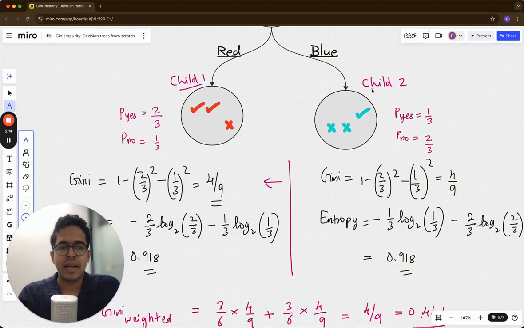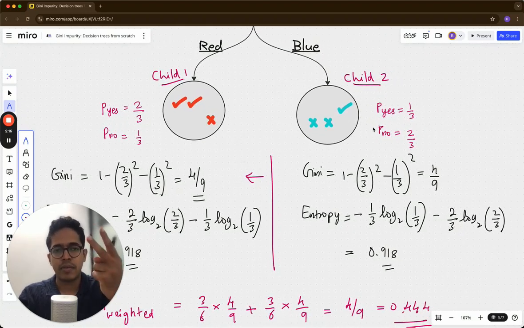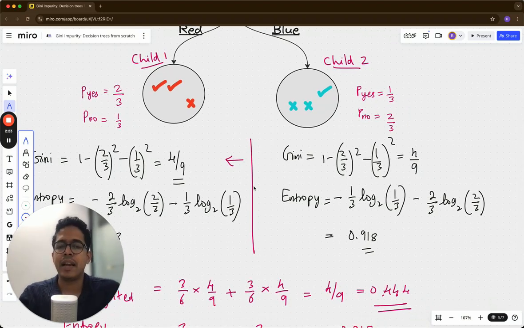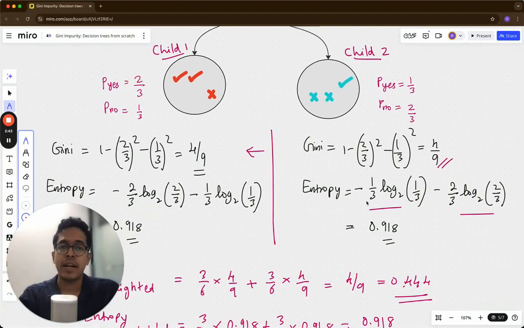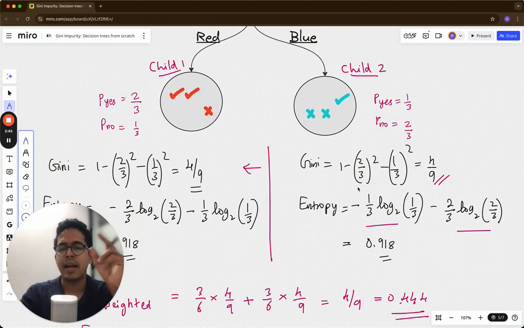So this is for the first child, whatever calculations you see here. Now for the second child, you have 3 data points. 2 of them are no and 1 of them is yes. So P of yes is 1 by 3 and P of no is 2 by 3. Again, Gini impurity we calculated to be the exact same number, 4 by 9. This was done in the previous step, but entropy is again minus sigma pi log pi. So it is minus 1 by 3 times log to the base 2 of 1 by 3 minus 2 by 3 times log to the base 2 of 2 by 3. So that is this calculation, which is also 0.918. So entropy of both children are the same, and Gini impurity of both children are also the same.